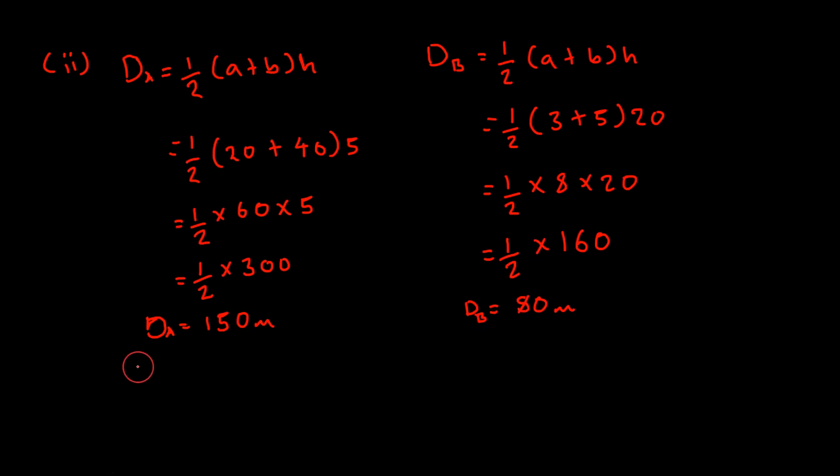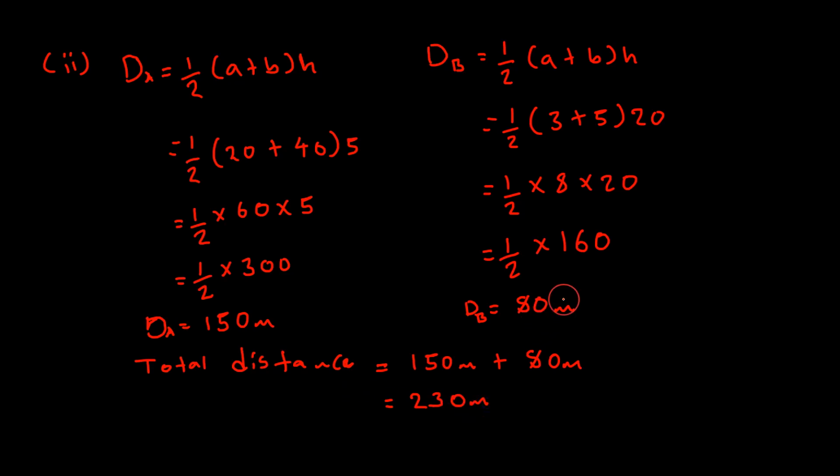In order to find the total distance, we add the first distance and the second distance. So total distance equals 150 meters plus 80 meters, which gives us 230 meters as our total distance. So we are done with the second part of the question.